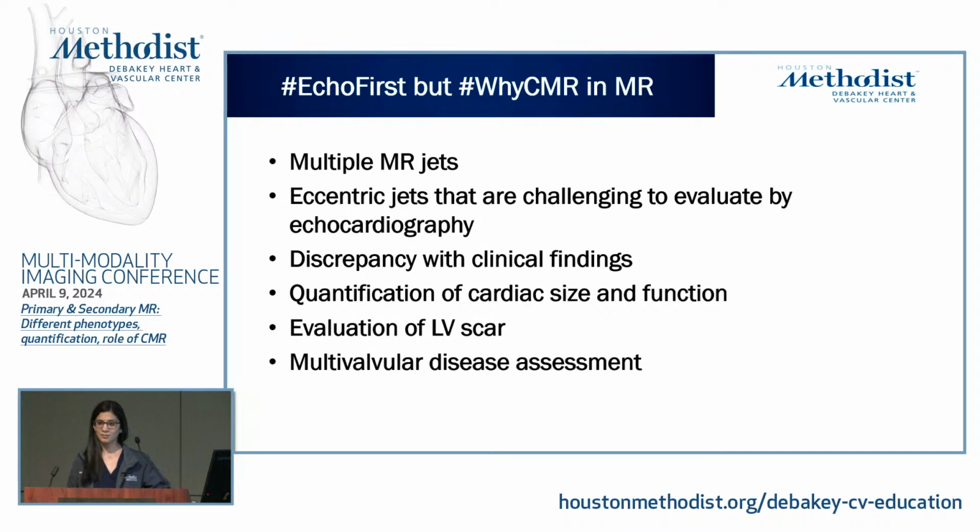So echo first in mitral regurgitation, but when do we use MRI? You can use it when you have multiple MR jets and it's hard to quantify. Eccentric jets that are challenging to evaluate by echo. When you have discrepancy with the clinical findings, your patient is symptomatic, but your echo is showing moderate MR, and you suspect that the symptoms might be related to the regurgitation, then you would get additional imaging with an MRI or TEE. When you're interested in quantification of the cardiac size and function, if you want to evaluate LV scar, because that can have prognostic implications on patients with mitral regurgitation.